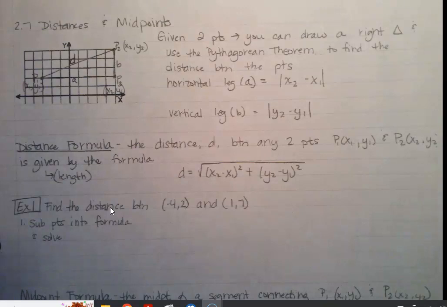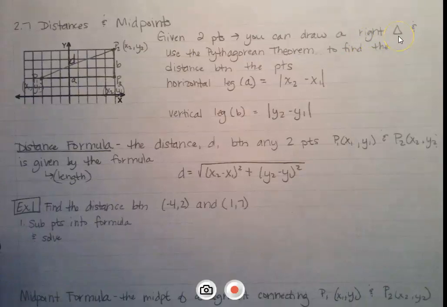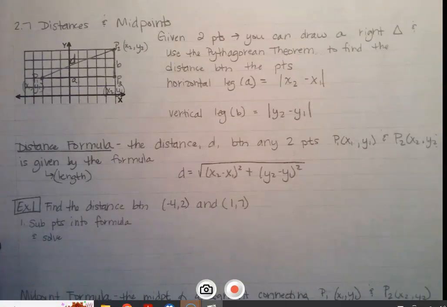Okay. 2.7 is distances and midpoints. All right, so some information for us today. Given 2 points, you can draw a right triangle. That's the symbol for a triangle. And use the Pythagorean theorem to find the distance between the points. Okay, so we can use the Pythagorean theorem to find the distance between the points.